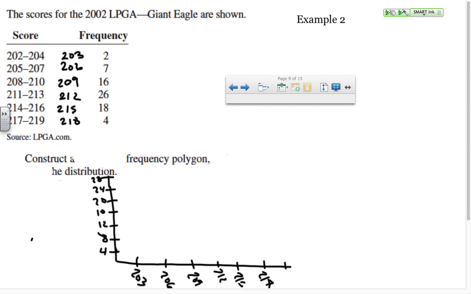So 203 I have 2. 206 I have 7. 209 I have 16. Okay, 212 I have 26. That's right up here. This isn't going to be perfect. Okay, and then 18 is going to be just above the 16, and 4 would be around there. And then I'm going to connect the dots. Alright, that is a frequency polygon.